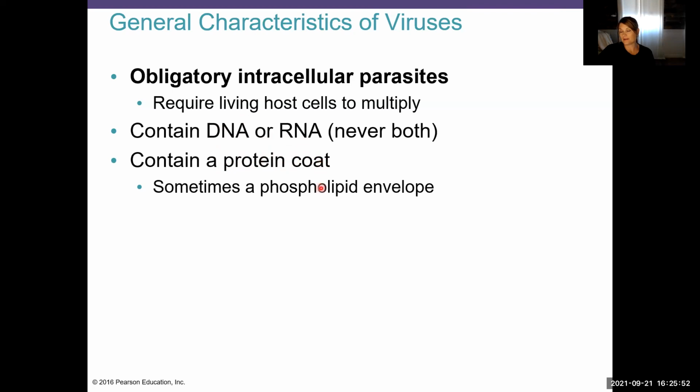Sometimes some viruses contain an extra layer called a phospholipid envelope. It's kind of like a membrane that surrounds the protein coat, and that protein coat surrounds the genomic DNA or RNA. But this is true of just half of the viruses, or some portion of the viruses, not all of them.